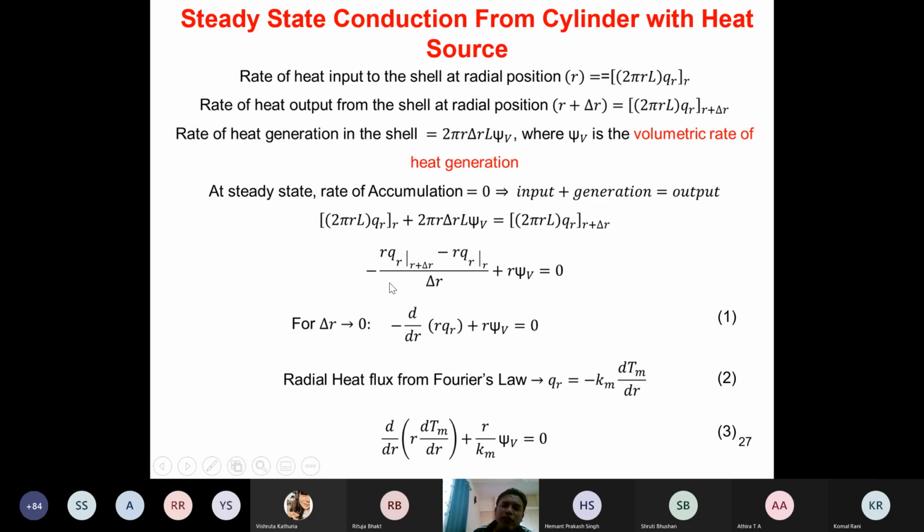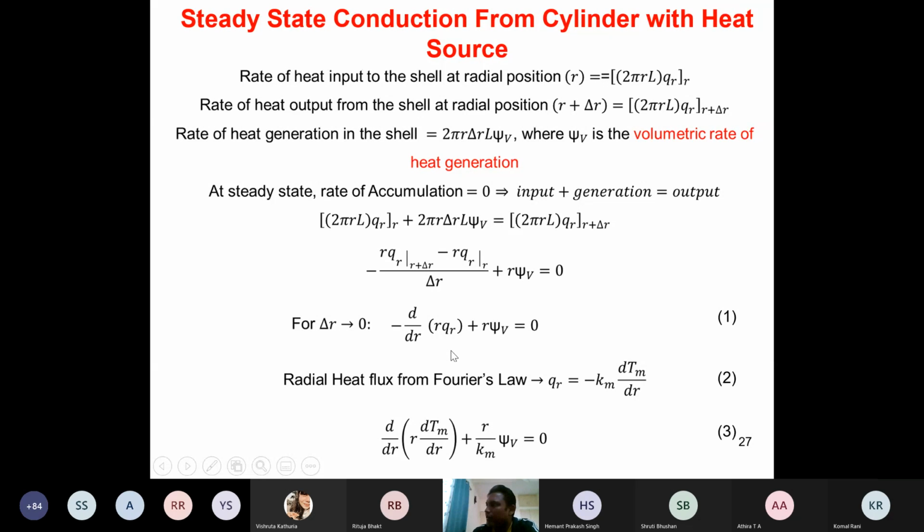In differential equation form, when delta R tends to 0, remember the shell is of infinitesimally small thickness, so delta R definitely tends to 0. For this condition, the difference equation can be represented as a differential equation. So what we get is minus d by dr of R QR plus R psi V equals 0. That is equation number 1, which we obtain by making a heat balance across the shell, across the element.